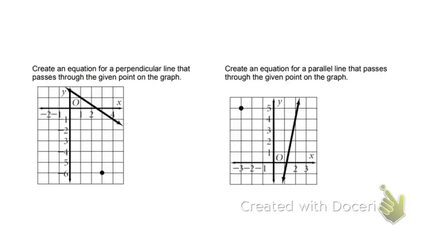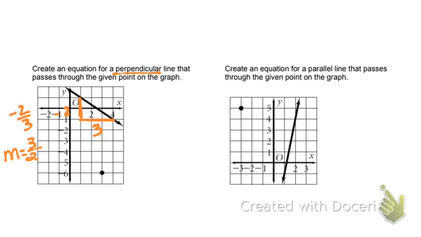So on the back, we're going to create an equation for a perpendicular line that passes through the given point. So this time they gave us the graph, they gave us a point. So we have to use that point in order to make our equation. All right, so the first thing I have to do is find my slope. So I'm going to go down 2, so -2, and then over 3. So my slope for this equation is -2/3. So if I'm writing an equation perpendicular, then I need to take the opposite reciprocal. So I'm going to use the slope of a positive 3/2.